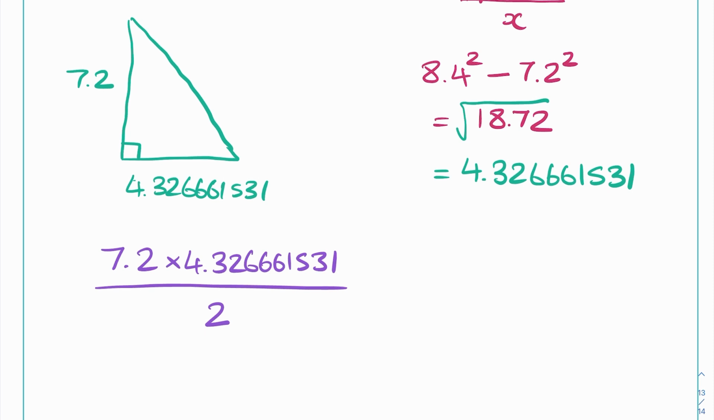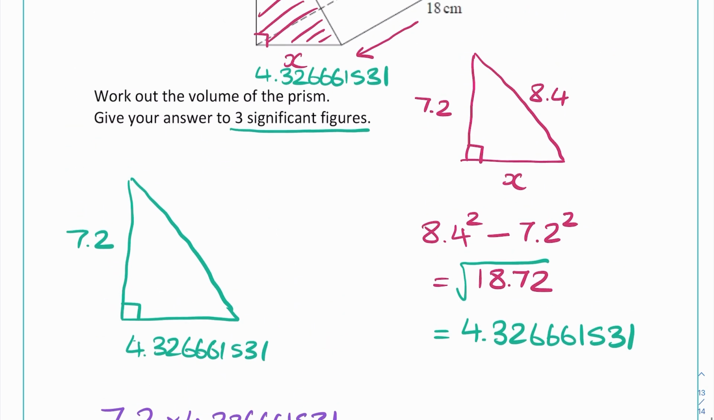I get 31.15 and then divide by 2, and that gives me an area of 15.57598151. So that's the area of the cross section. I've had to use Pythagoras to get the base so that I could work out the area of the triangle, but I now have the area of the cross section.